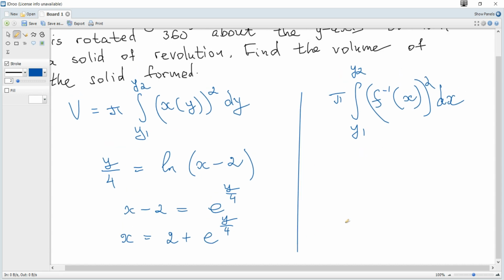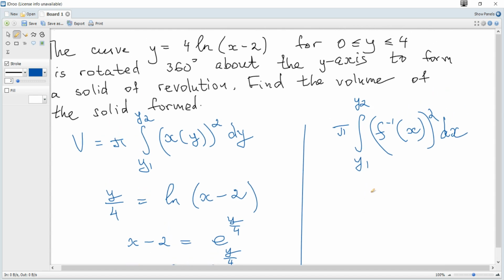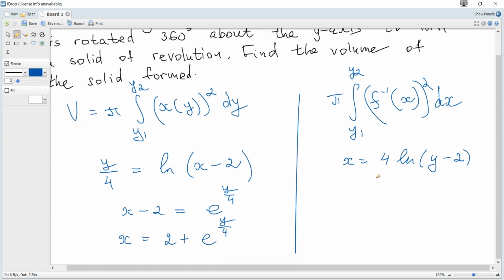If you want to find the inverse, what do we do? We rename, interchange x and y, so we get x is 4 ln(y − 2), and we solve for this new y, and this new y is the inverse function. So x over 4 is ln(y − 2), and you get y, and this y is the inverse function, so the inverse function of x is 2 plus e to the power of x over 4 in terms of x.